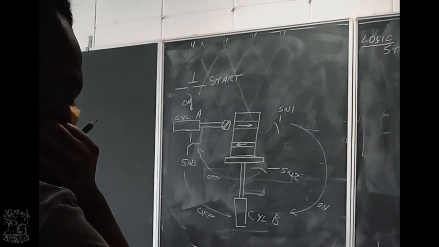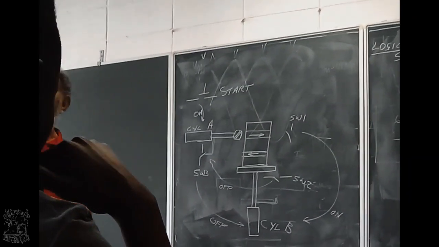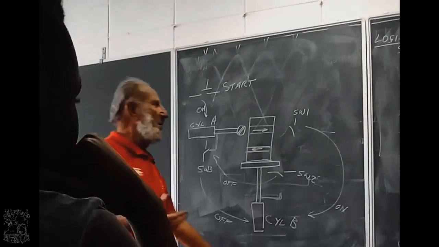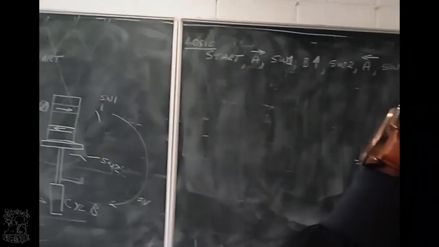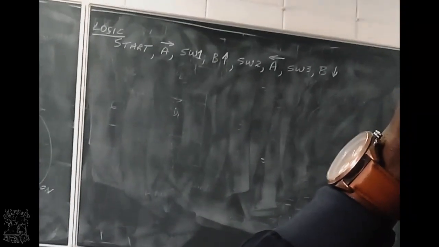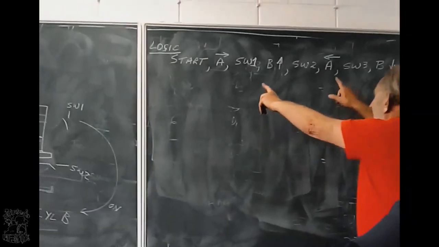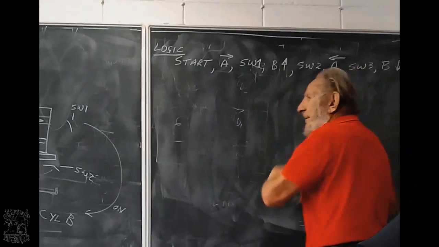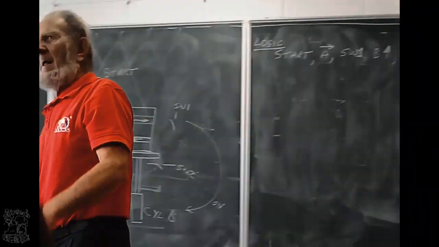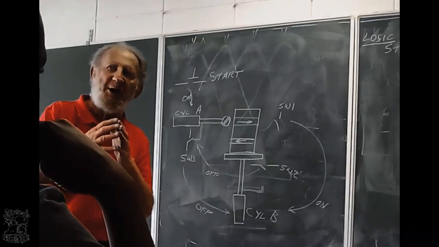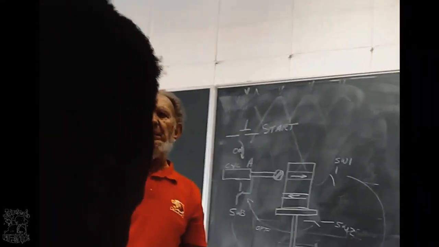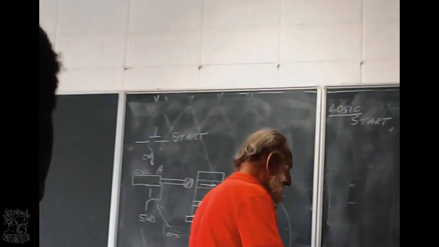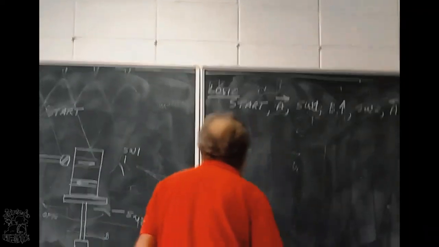Now, in this logic, I see the inputs, I see the outputs. Where are the inputs? Start button, switch 1, switch 2, switch 3. Where are the outputs? Cylinder A, cylinder B. Right? The design of the logic is how does the inputs control the outputs. Let me start off by looking at cylinder A.